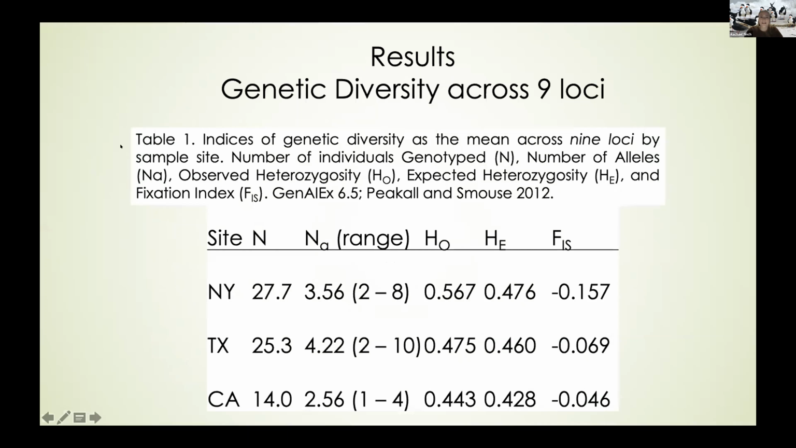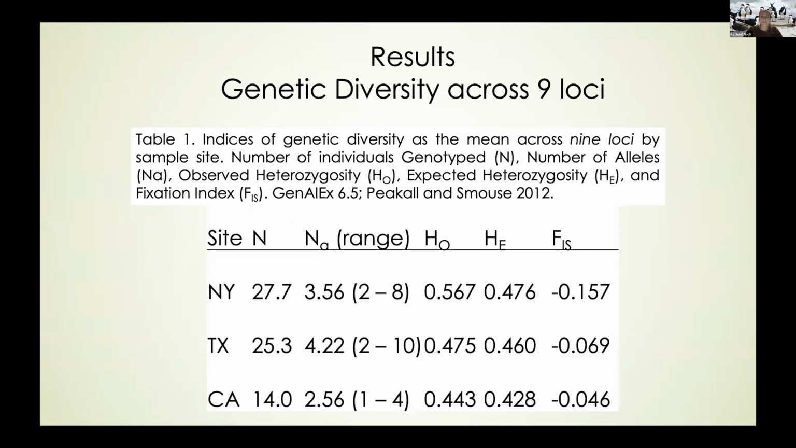So here, looking at table 1, we quantified 3 different measures of genetic diversity across the 9 loci that we used in our study. And here you can see we use the mean number of alleles in each population, the observed heterozygosity, as well as the expected heterozygosity, and then the fixation index, or the inbreeding index, as it's also called.